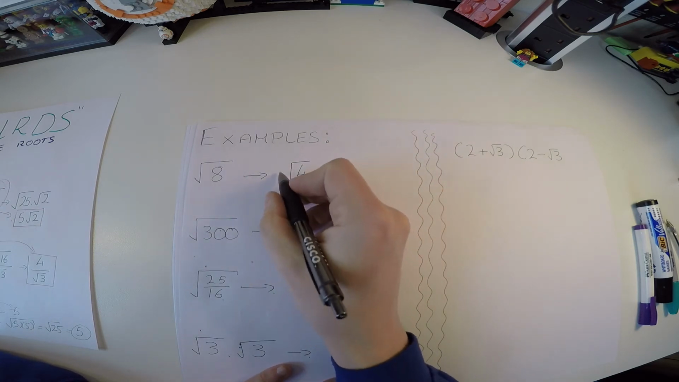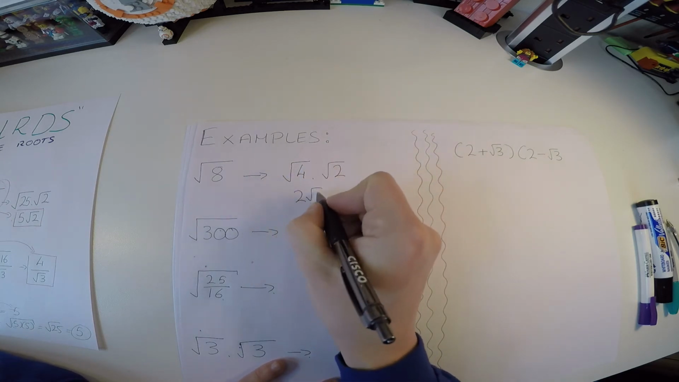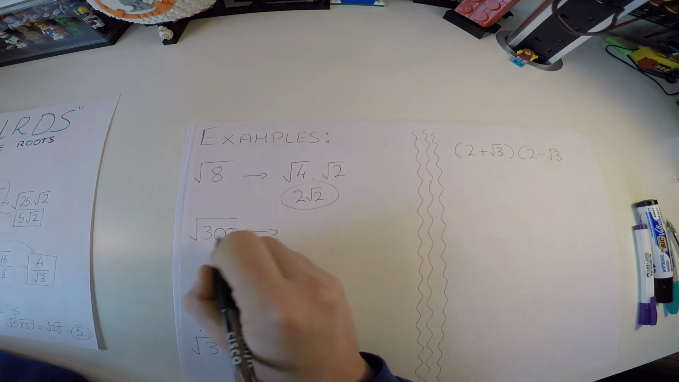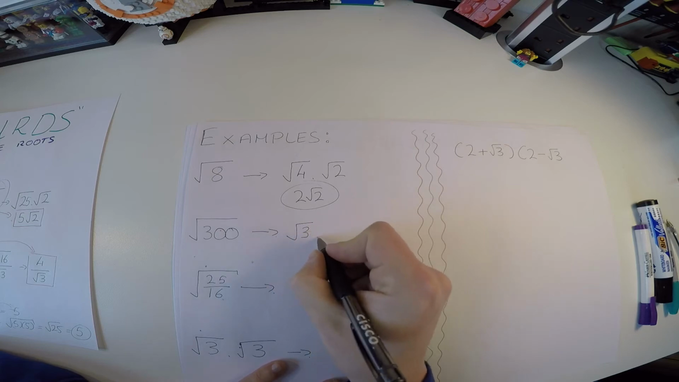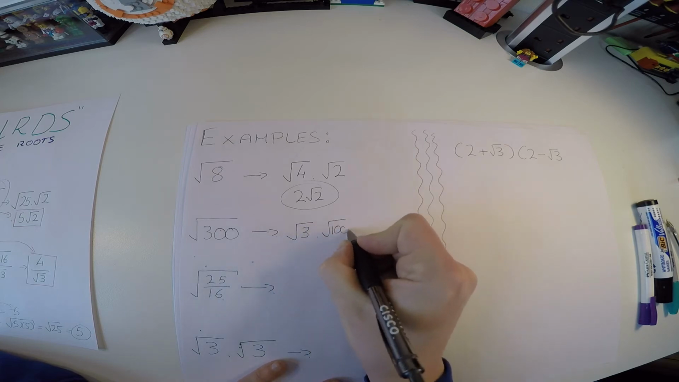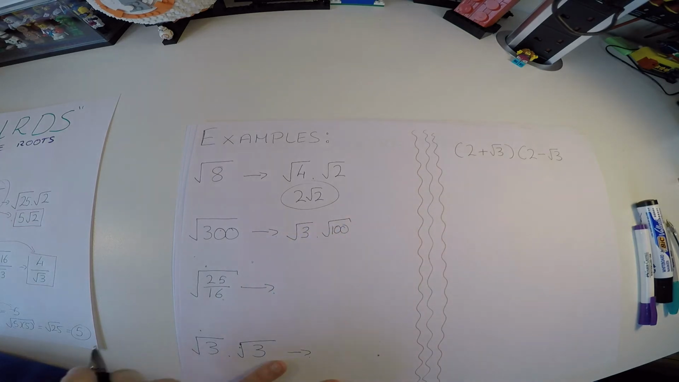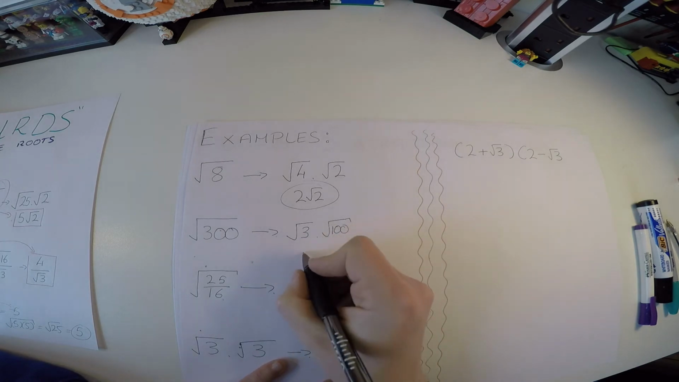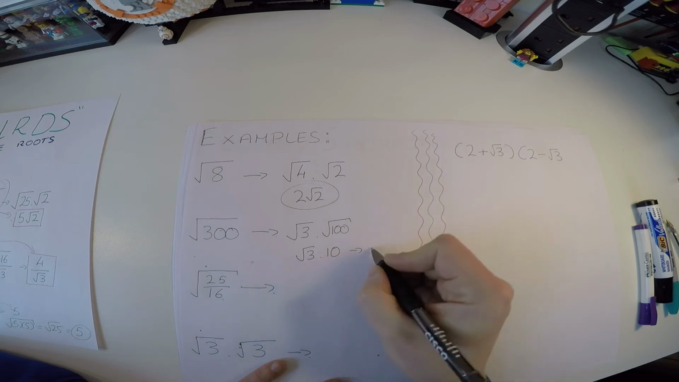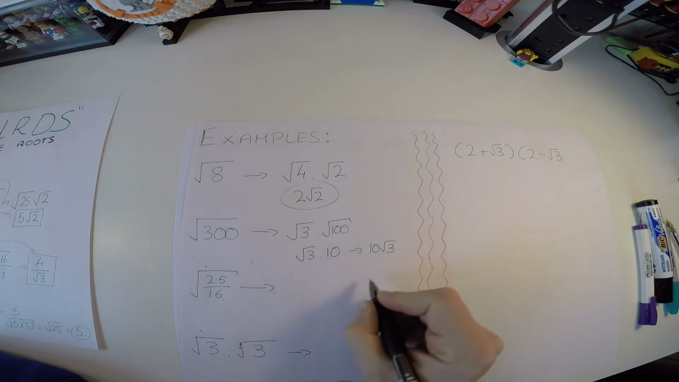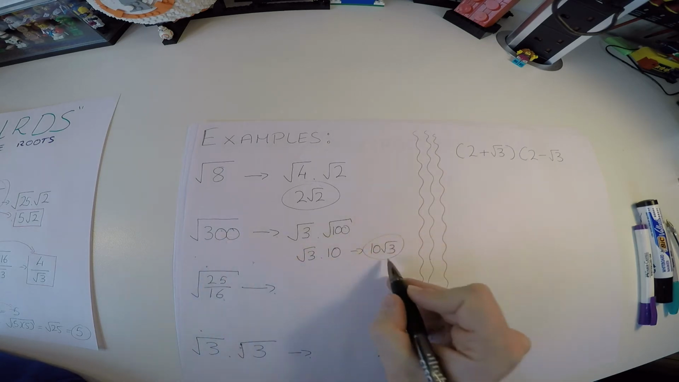4 is 2 squared, so the square root of 4 is 2. So root 8 is 2 root 2. Root 300, that's going to be 3 times 100. Now there are many factors, but I'm trying to think of the biggest perfect square I can think of. What's the square root of 100? Well, that's 10. So effectively I have root 3 times 10, or 10 root 3, and again, put this in your calculator, this is what you'll get.